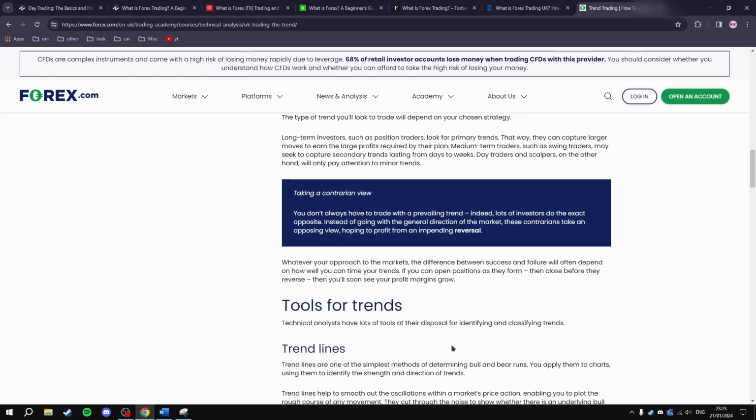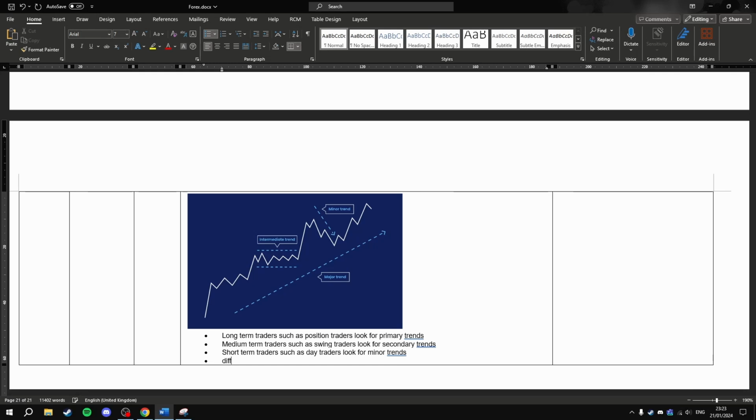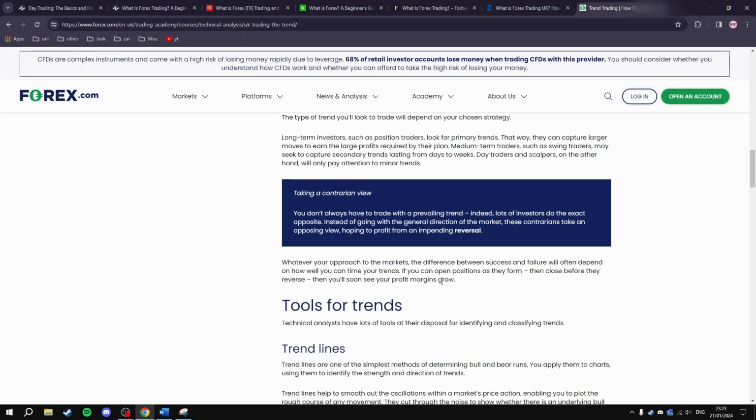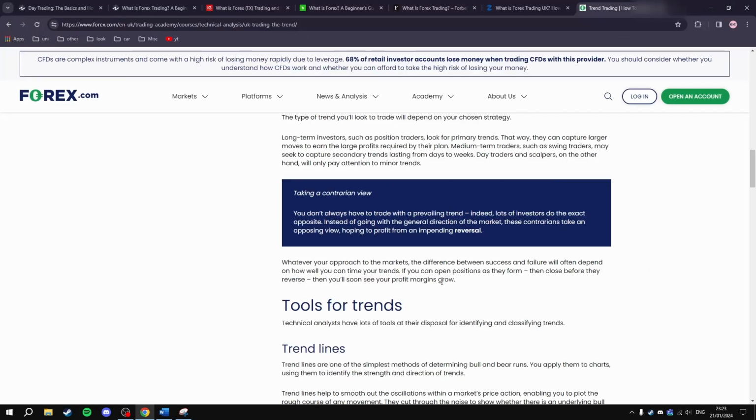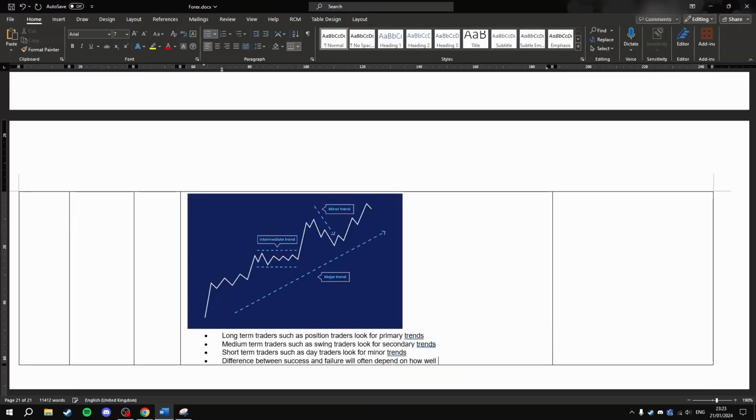Whatever your approach to the markets, the difference between success and failure often depends on how well you can time your trends. If you can open positions as they form, then close before they reverse, then you'll soon see your profit margins grow. Whatever your approach, the difference between success and failure will often depend on how well you can time your trends.